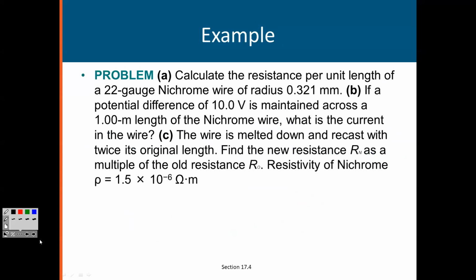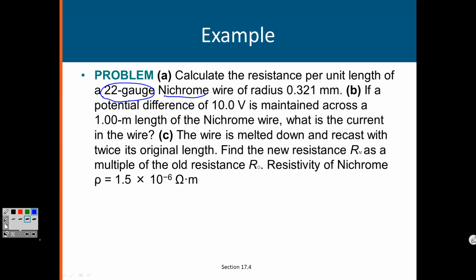We have a question. So let's do this question on resistivity. Calculate the resistance per unit length of a 22 gauge. This is pronounced gauge, okay? Spelled G, but it's gauge. It's just telling the thickness of the wire in some standard, okay? We don't have to worry about that. So different gauges mean different thickness.